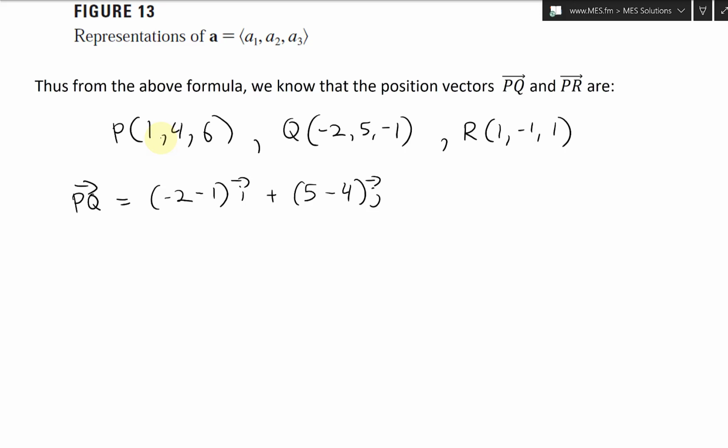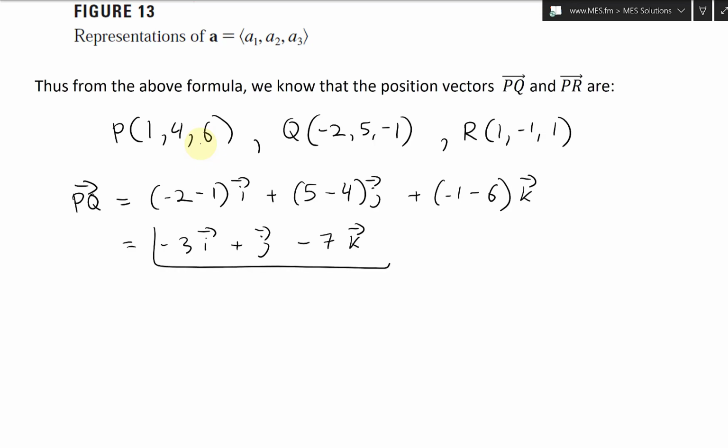And the next one is going to be the Z components: negative 1 minus 6, K. This equals negative 3I plus J, because 5 minus 4 is 1. Next one, negative 1 minus 6 is negative 7, so negative 7K. So that is our PQ.